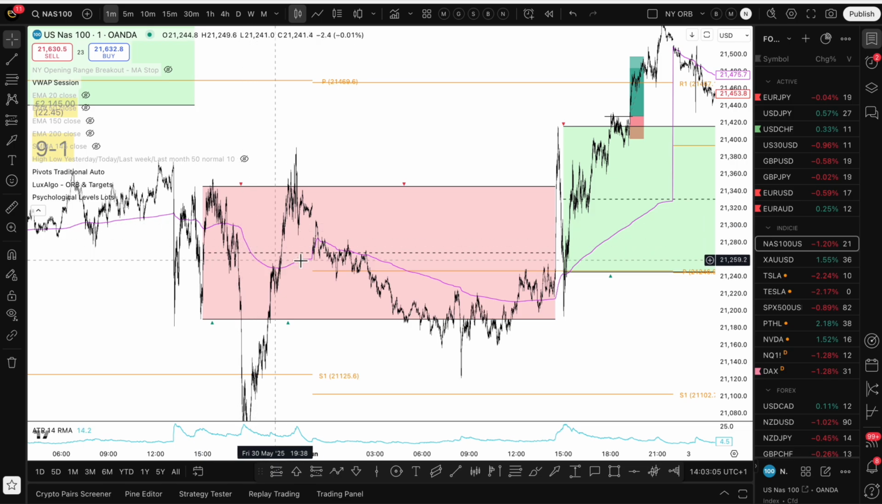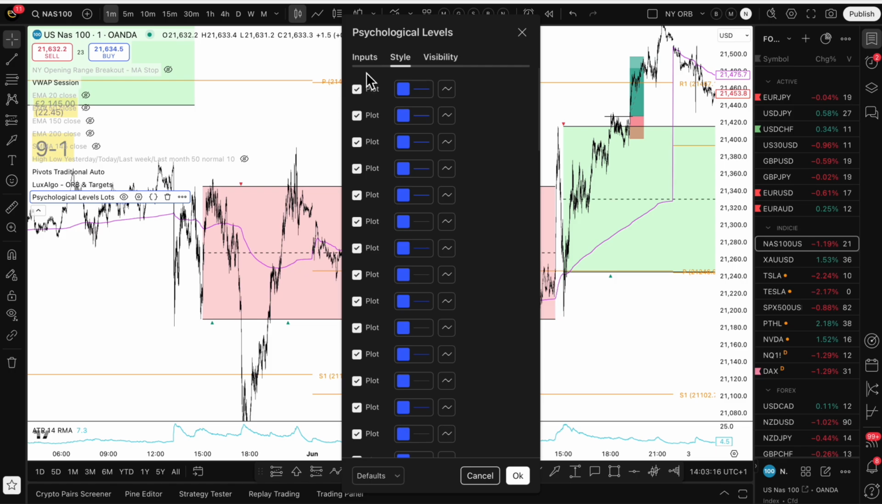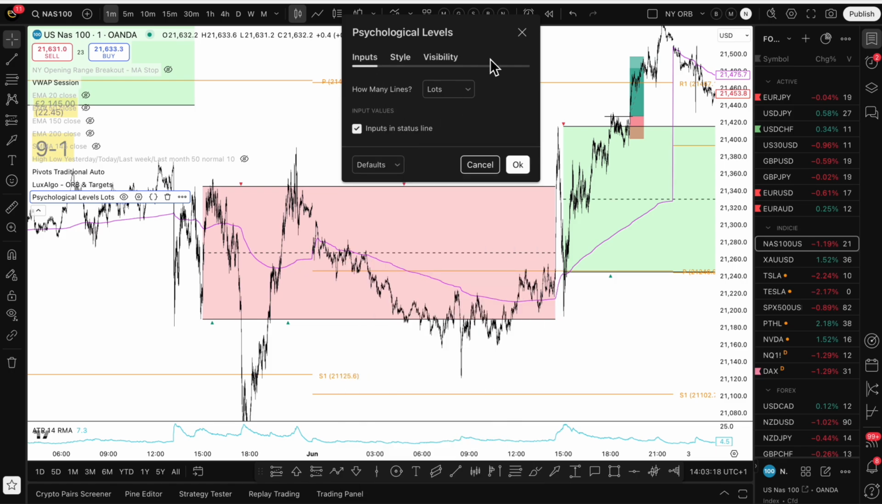The purple line is obviously VWAP, the volume weighted average price. And I've also got blue lines on my chart, and these are psychological levels.